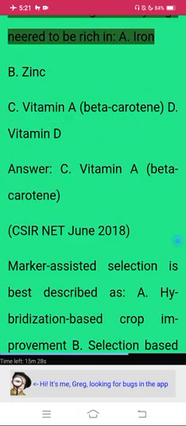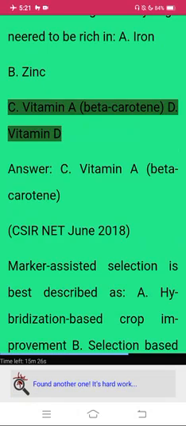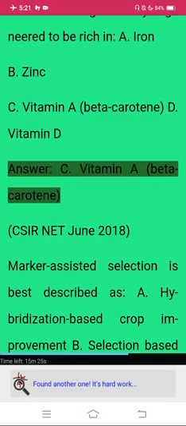CSIR-NET December 2021. Golden rice is genetically engineered to be rich in which of the following? A, iron. B, zinc. C, vitamin A, beta-carotene. D, vitamin D. Answer: C, vitamin A, beta-carotene.